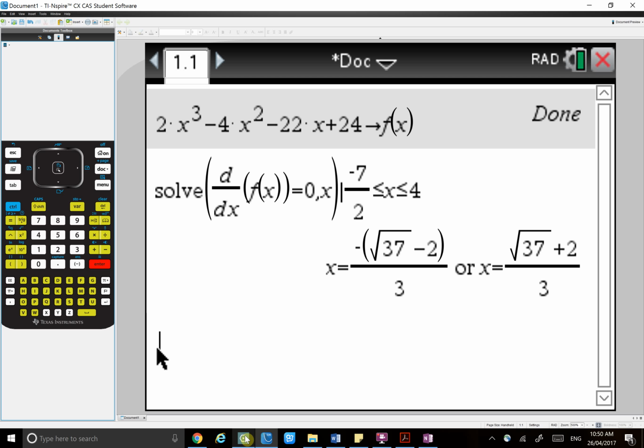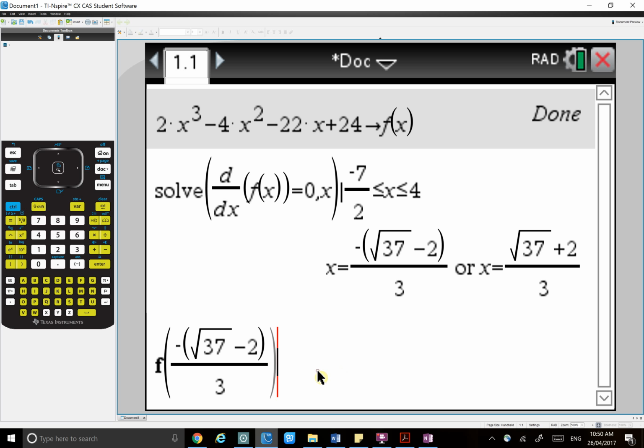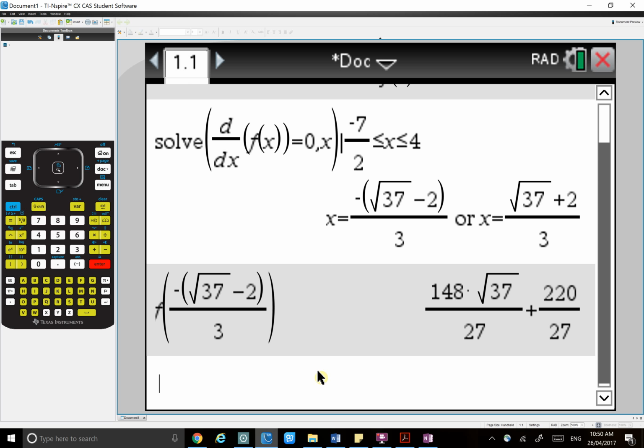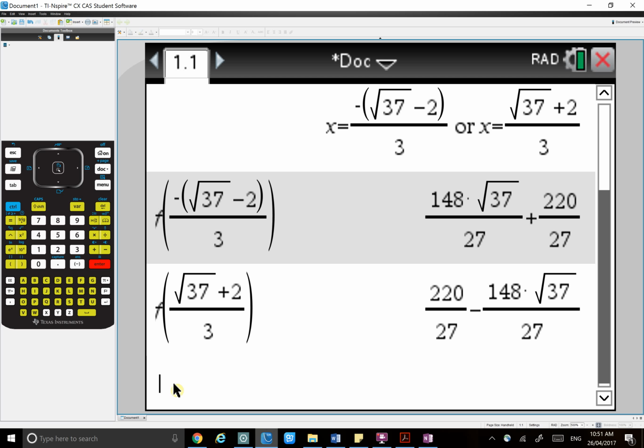Okay, I have solved out these two values, and I want to know the y value. I'm not only interested in the x value, I'm also interested in the y value. So for the y value, I can have f bracket, I have this value, enter. So I have that, and I'll have f of that value. I will have that.